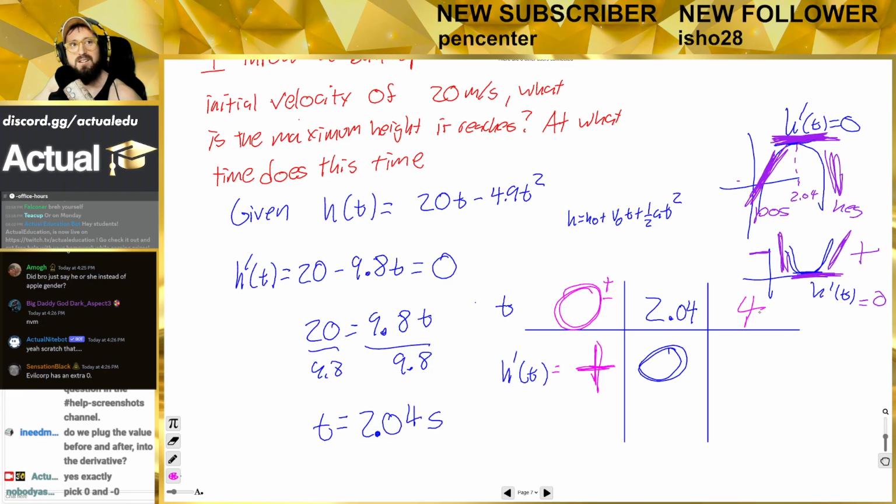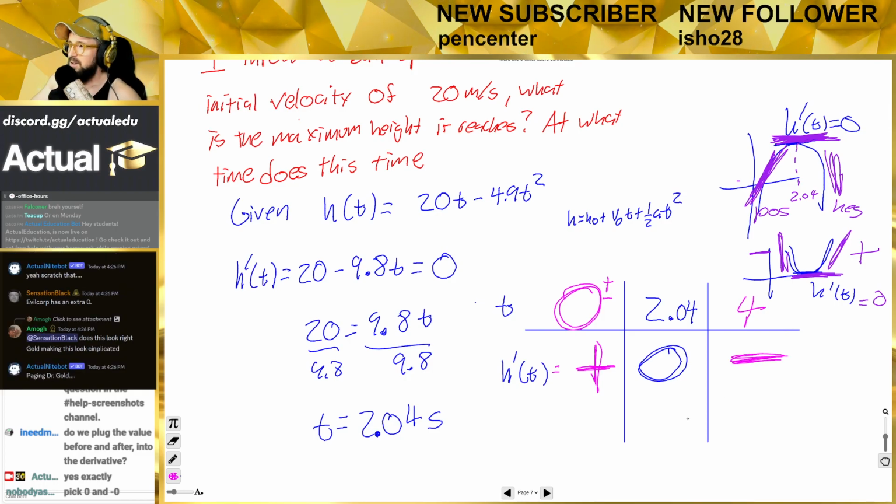If you plug in 4, 9.8 times 4 would be, I don't know, it's basically 40. Just call it 40. 39.2. Okay, so 20 minus 39.2 is what? It would be negative 20.